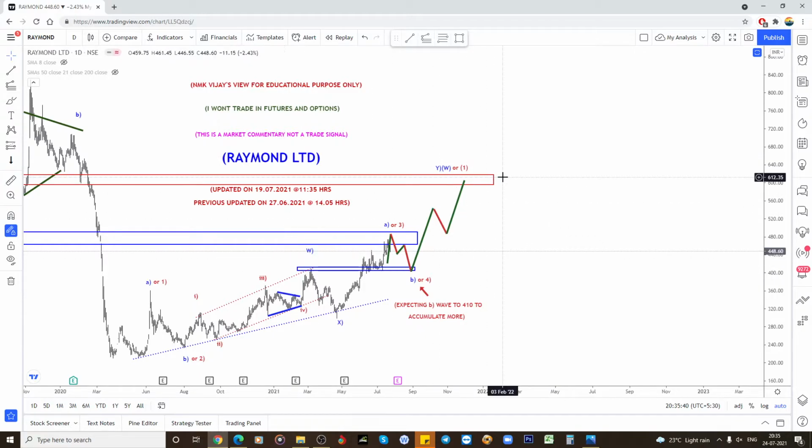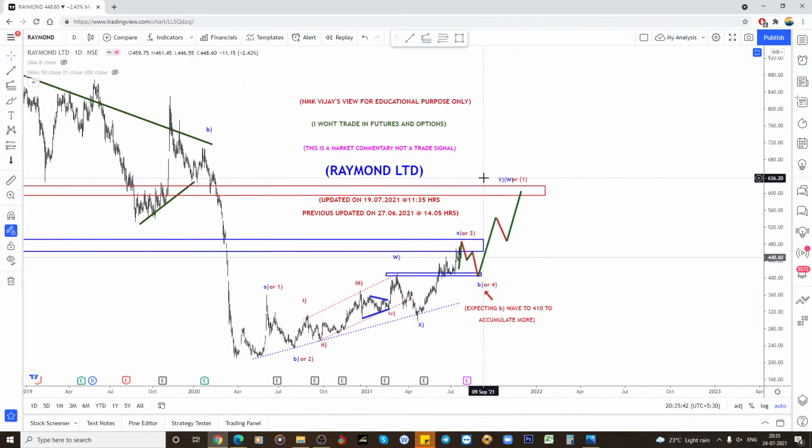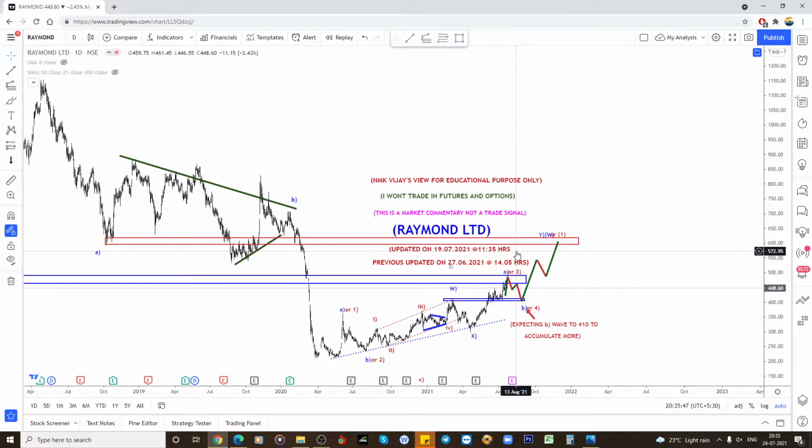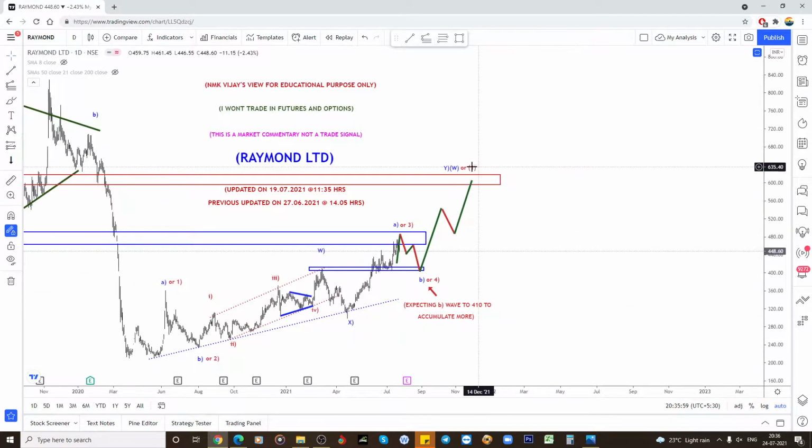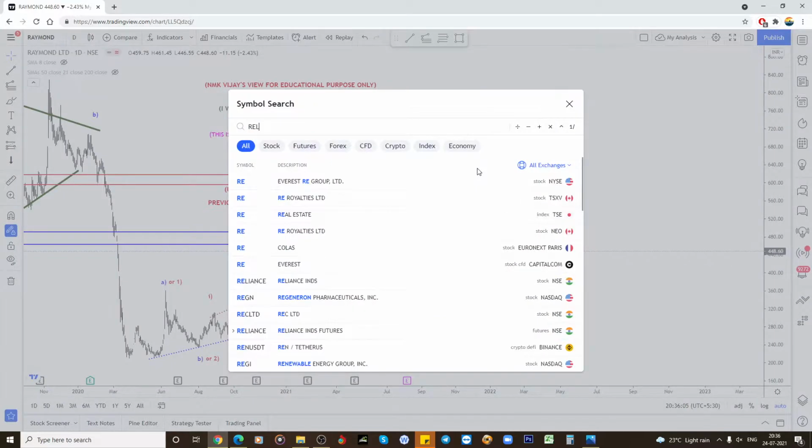But I'm looking only for a grazing move; the bigger target is ahead here. So wave 1, wave 2, wave 3, wave 4 and wave 5. It's all looking like a leading diagonal pattern. This is the starting of wave 1 or wave A, right? So next we can move to Reliance.